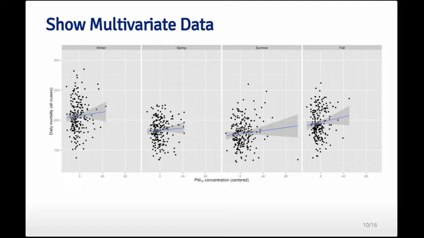So this is an example of Simpson's paradox, if you may have heard of it. But the basic idea is that the season in which we look at the relationship is confounding the relationship between PM10 and mortality. And so when we look at the relationship within each season, it changes. So it's important to show as many variables as is reasonable at a given time so that you can get a clear picture of the relationships in your data.